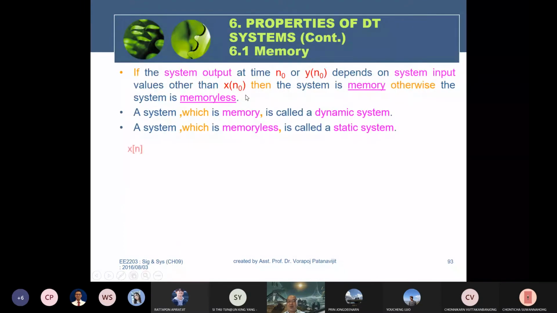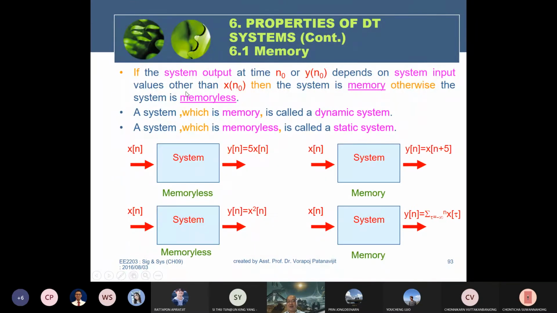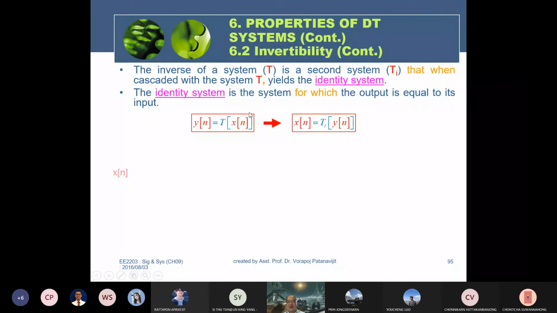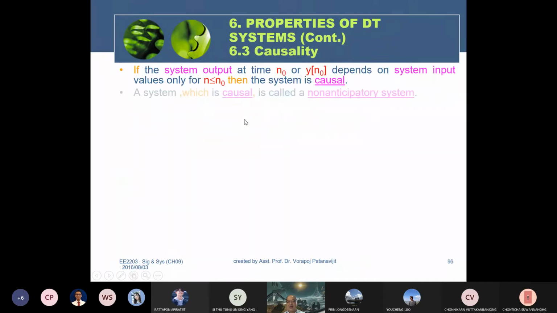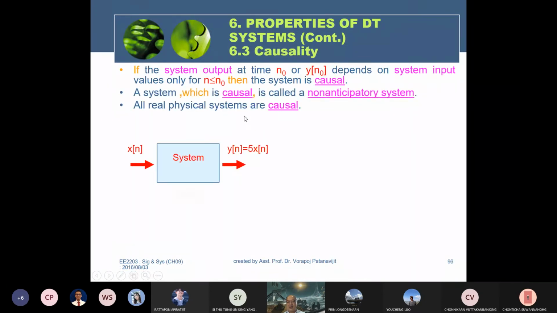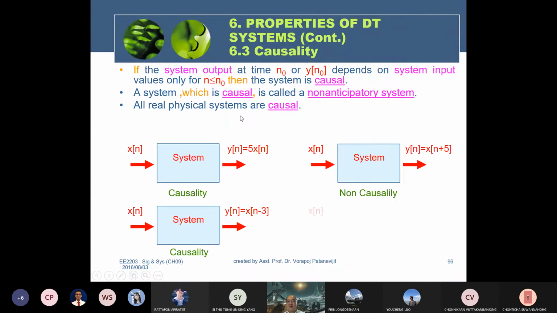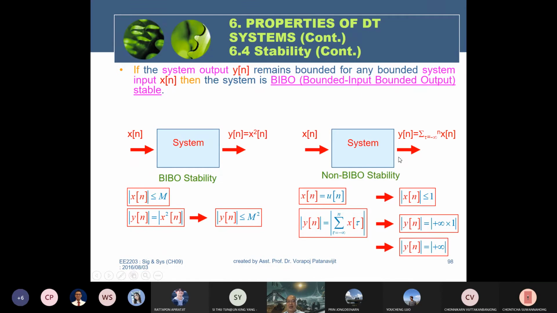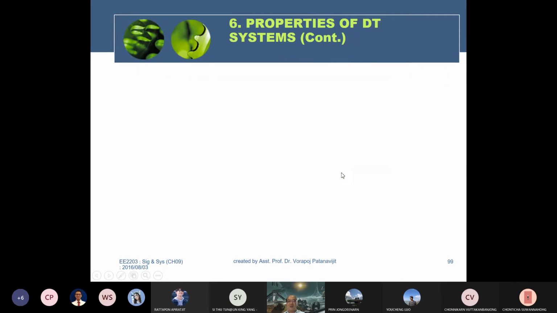The idea of memory is the same as in continuous time: it's memory or it's memoryless. It's invertible or it's non-invertible. Next one is a causal or non-causal system. You can check that from the continuous time or from the book that you have. For stability, if the input is stable, is the output stable or not? You can check it in the mathematical formula.